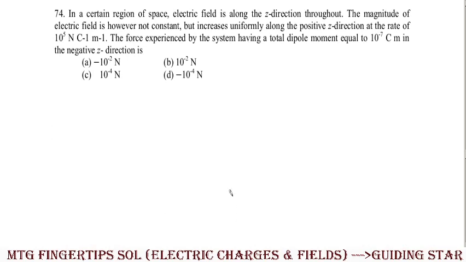In question number 74, in a certain region of space, the electric field is along the z direction throughout. Let us choose the axis. Let this be the origin, this is the positive z direction, and this is the negative z direction. The magnitude of the electric field is however not constant. The electric field is along positive z direction, but its magnitude is not constant; it increases uniformly along the positive z direction.